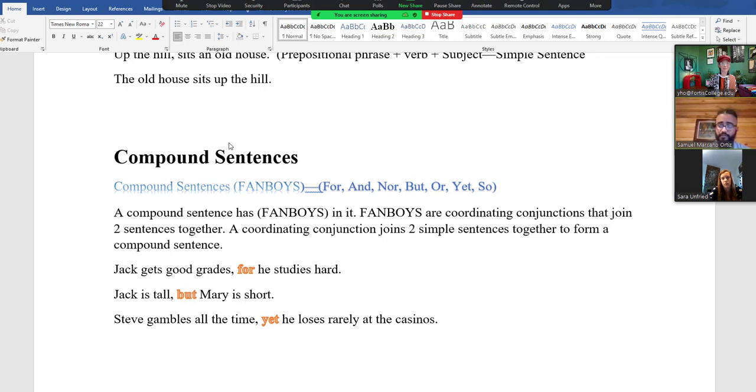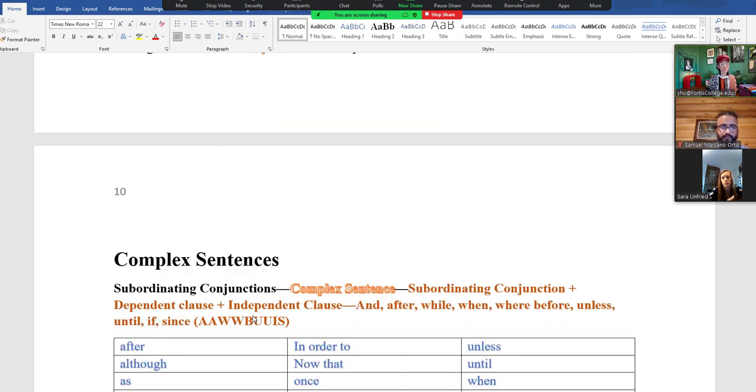Sam, what is a compound sentence? Whenever it has two sentences joined together by FANBOYS. Yes, that's a good way of explaining. Jack gets good grades, and you must always have a comma, for he studies hard. Jack is tall, but Mary is short. FANBOYS stands for for, and, nor, but, or, yet, and so. The word compound simply means two, so if I say compound sentence, I mean two sentences.